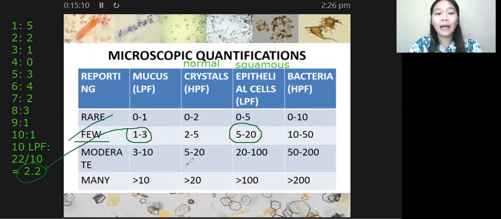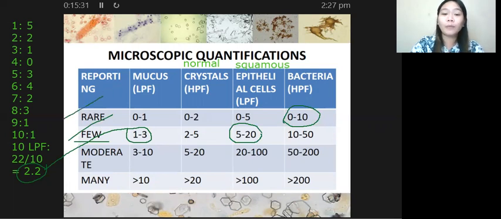So, ganun din kay bacteria. So, say for example, dun sa bacteria natin, nakapag-count tayo ng 9 na bacteria. Yan ang average niya per high power field. So, kung 9 bacteria, okay, so magpo-fall po siya under dyan and we are going to report it as rare.